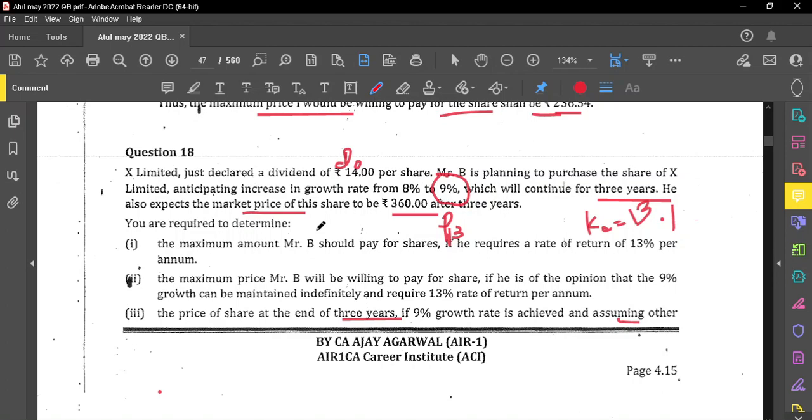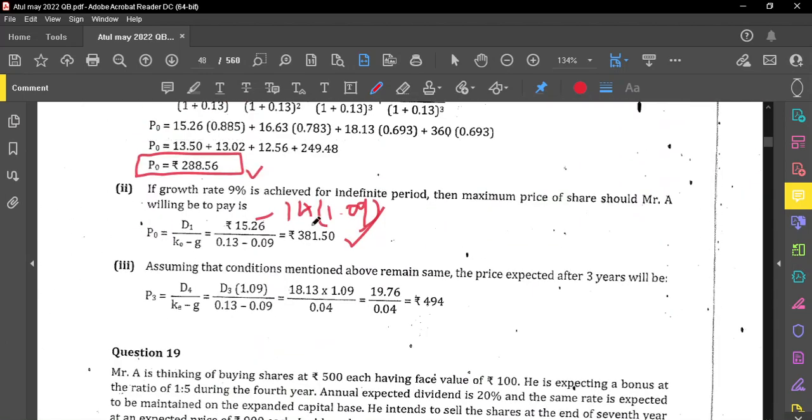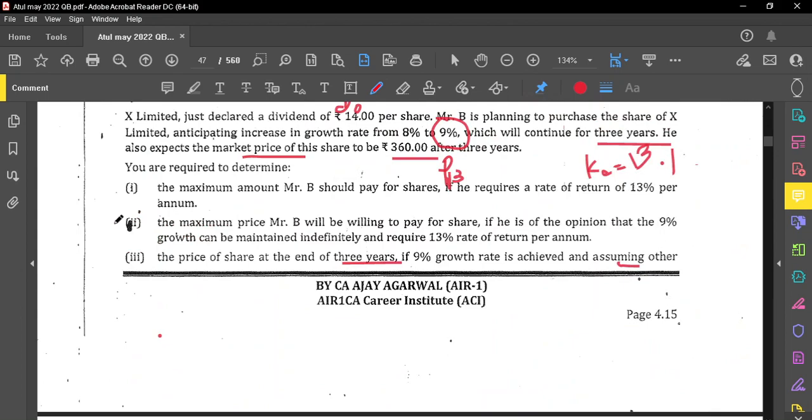So what we have to do, P0 equal to D1 divided by KE minus G, we can apply this formula. P0 is D1, what is the D1? 14 into 1.09 divided by KE. KE is 13% minus the growth rate, which is 9%. If we apply this formula, 14 into 1.09 divided by 13 minus 9%, which provides you 381.50.